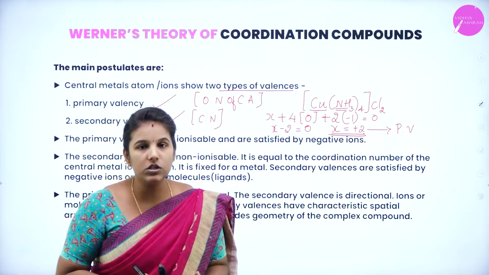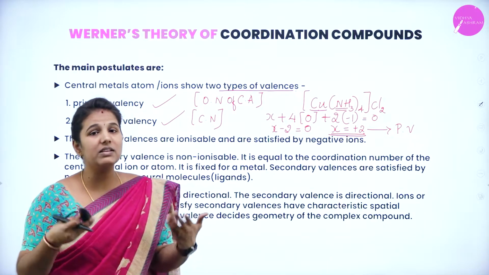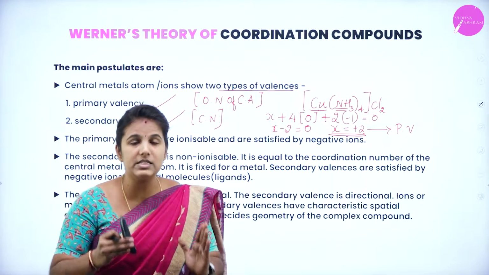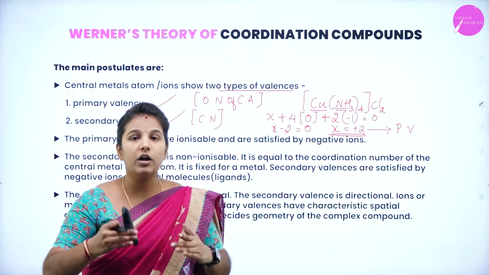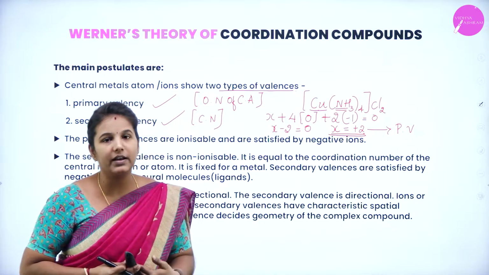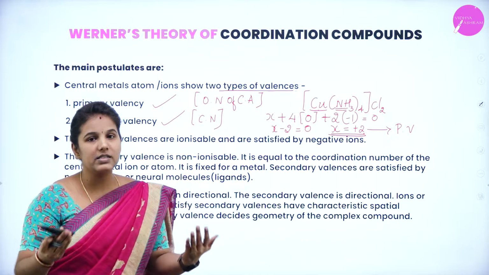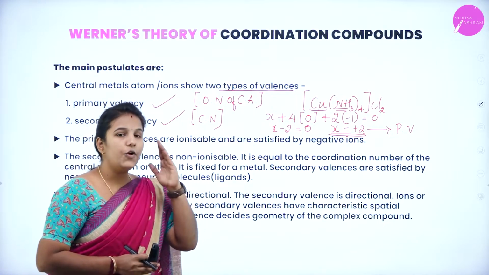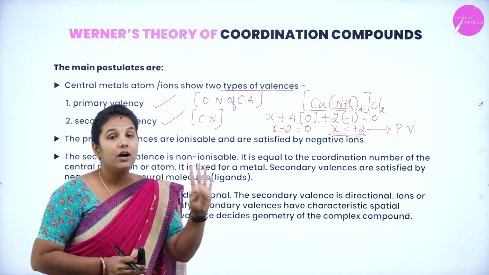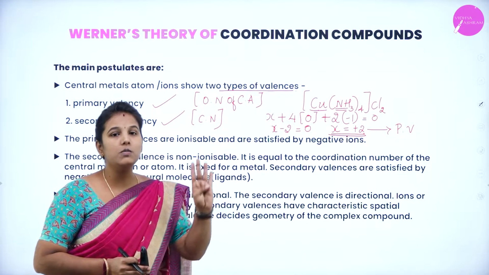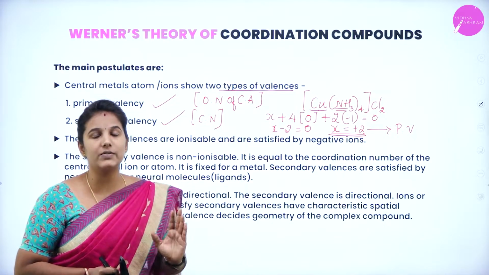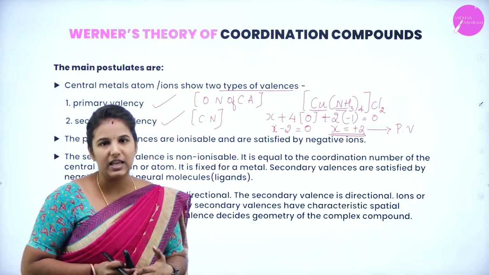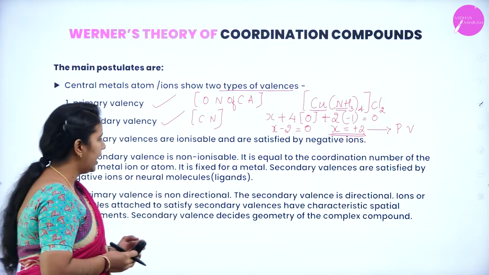And we have also understood that secondary valency is nothing but the number of ligands which get ligated, or which form a coordination bond with the central metal atom. That is said to be secondary valency. So in this example, you can clearly understand that there are 4 ligands that form 4 coordination bonds with the central metal atom, and it is nothing but the secondary valency. So we'll understand further now.